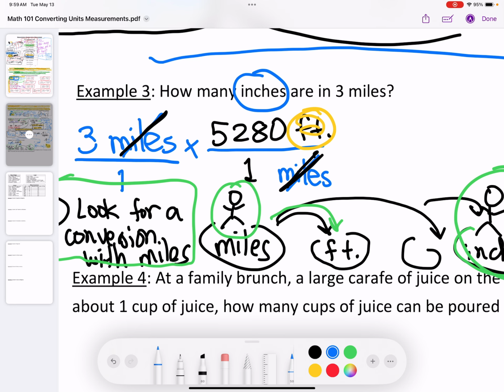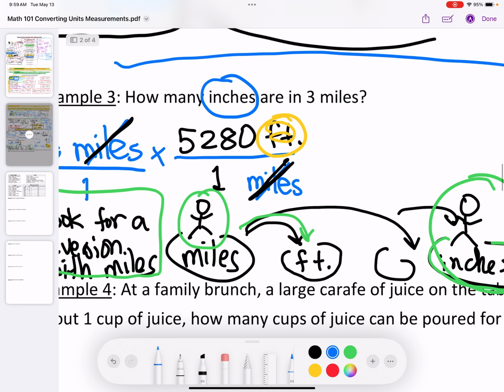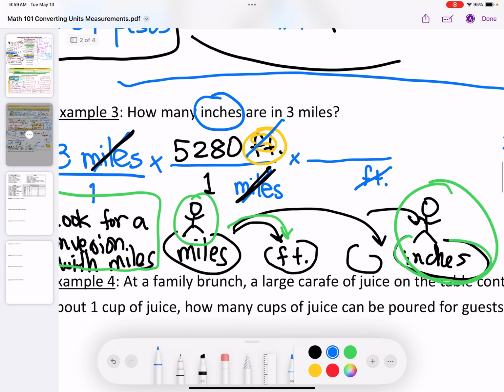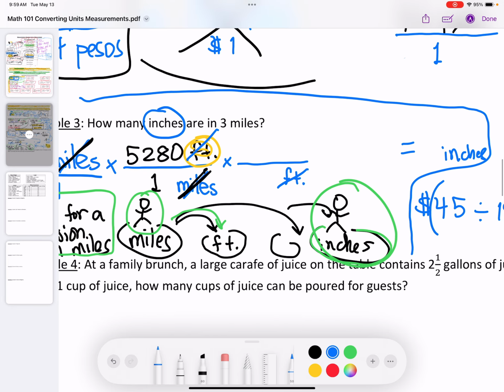This might be the first time we've seen this. And then again, the miles are gone now. Now that I've multiplied by this 5,280 feet, miles are over. I'm now in feet land, but I want to get rid of those. So I need to, again, make sure that feet are in the denominator to cancel out. This will cancel with this. And I want a conversion with feet in it, and hopefully inches also, if there is one. If there's not, that might be another stepping stone. But I believe there's one, right?